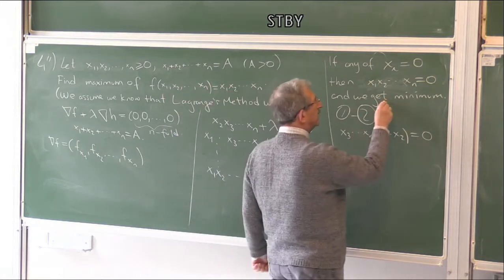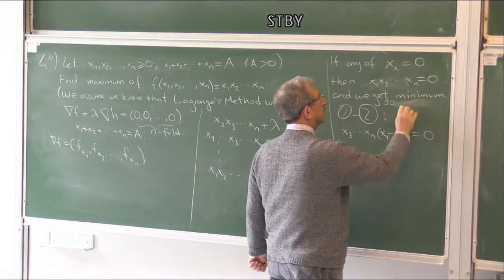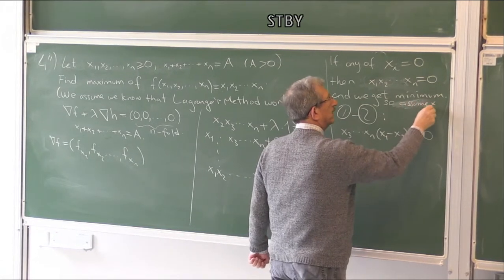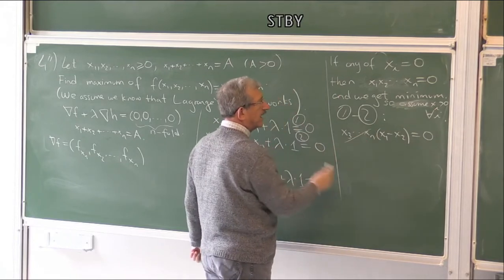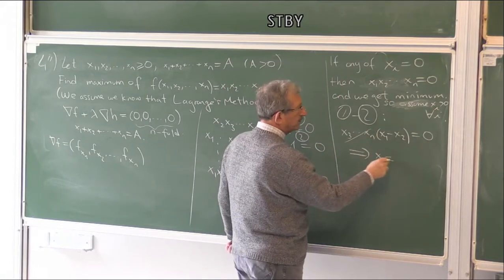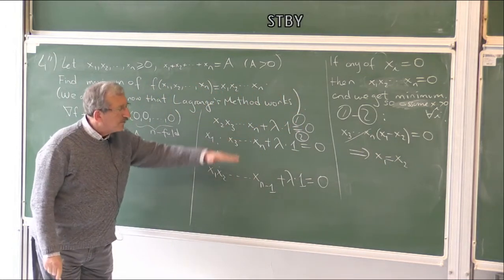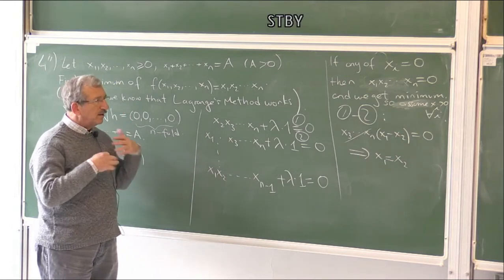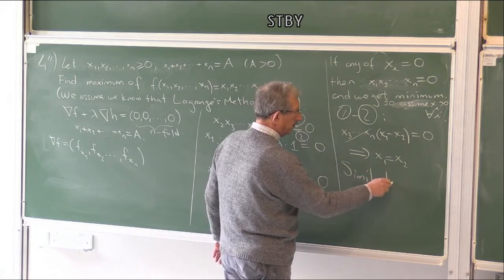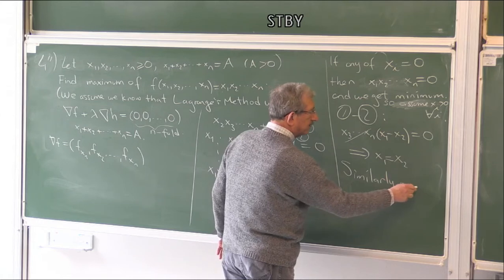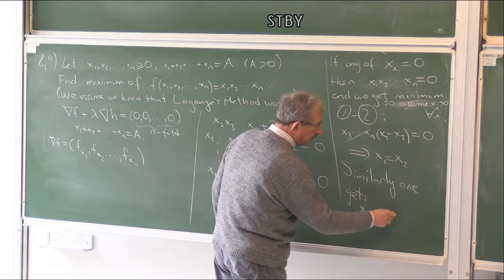Here, of course, the xi's are positive. Let me say, assume xi is positive for every i. Well then, if they are positive, you can cancel them. So this says x1 must be equal to x2. Well, similarly, if you subtract any one from the other one, you get equality of all of them. So similarly, one gets x1 equal to x2 equal to ... equal to xn.